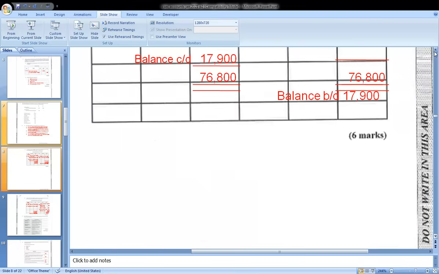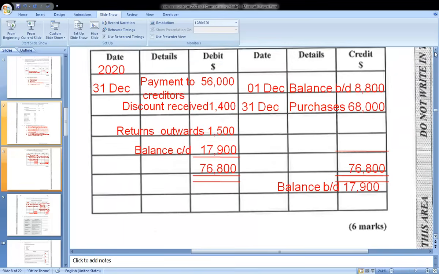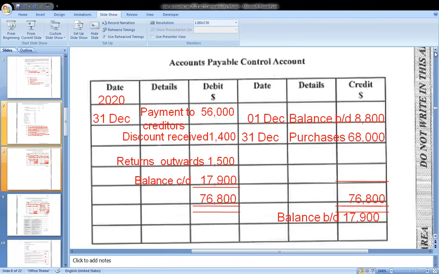Let's zoom that up so you can see it much better. This is the form that they gave us: date, details, debit, and credit. Our year is 2020, and based on our given information, you can always go back and look at the question to see the details we took from it. On the 31st of December, payments to creditors were 56,000, discount received was 1,400, and then returns outwards was 1,500.